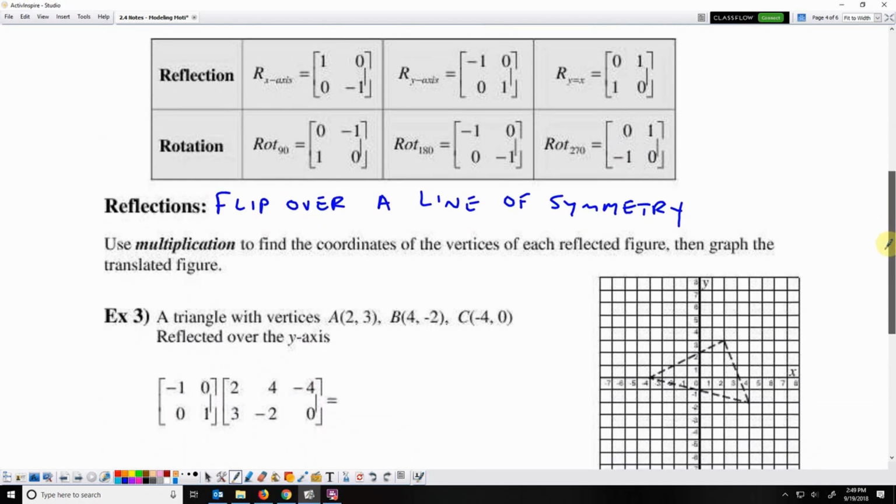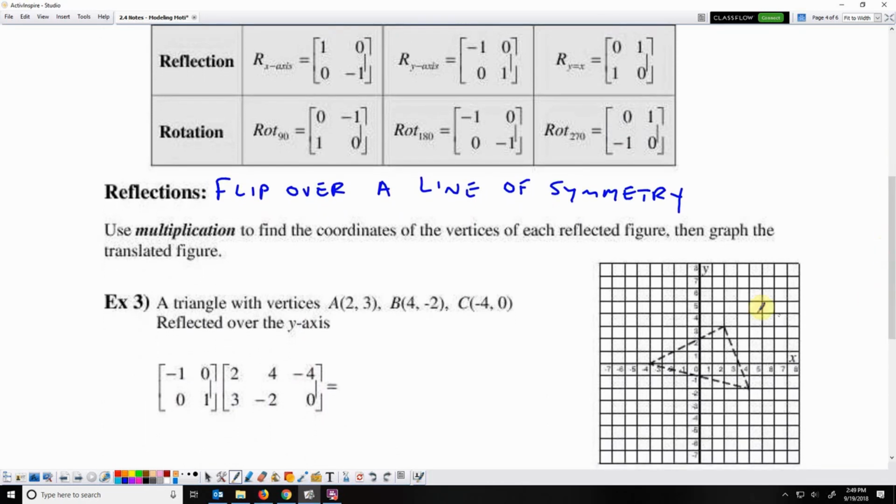So our first reflection is the triangle with these 3 sets of coordinates. Here it is put into a matrix. And we are reflecting over the y-axis, so that's what we're going to multiply by: negative 1, 0, 0, 1. So we've got negative 1 times 2, and over and down is 0 times 3. So that gives us negative 2.